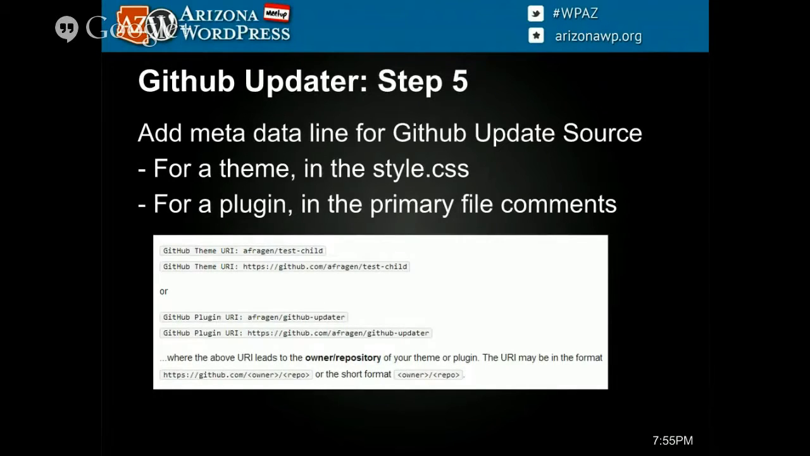He's just giving you an example, but if your plugin resides at github.com/afragan/test-child, then that is what you put there, and this is what tells GitHub Updater plugin where to go look for tags. So you're going to add this snippet of code to the bottom of your metadata in your plugin or theme, and that's what tells GitHub Updater plugin where to go check for updates. Questions about that?